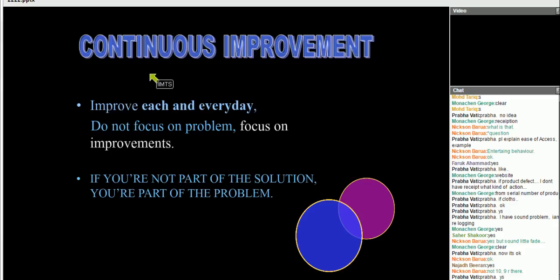Continuous improvement. So there is always a scope of improvement in whatever we do, since we all are humans, right? And no one can be 100% accurate or right all the time. In the same way, there is a scope of improvement in the service given by the companies to their customers. So improve each and every day. Do not focus on problem. Focus on improvements. If you are not part of the solution, you are the part of the problem, right? So it's always good to focus on making improvements.